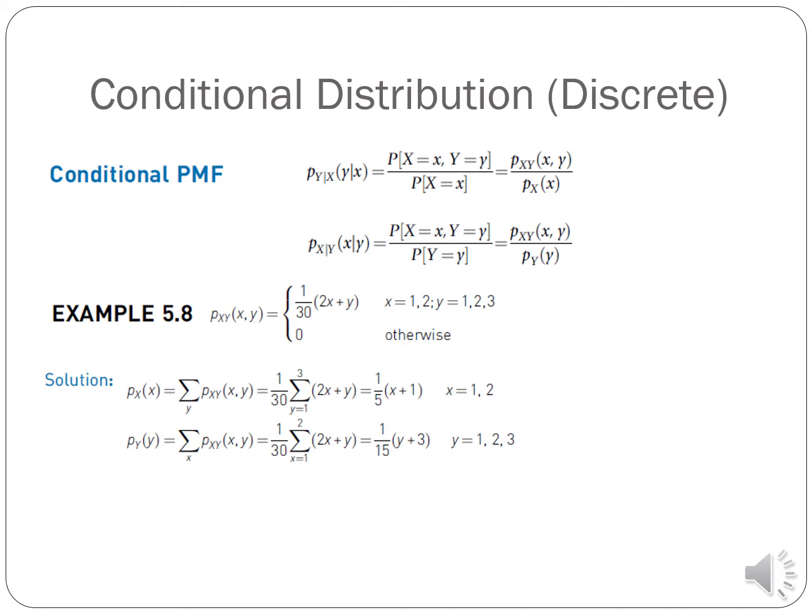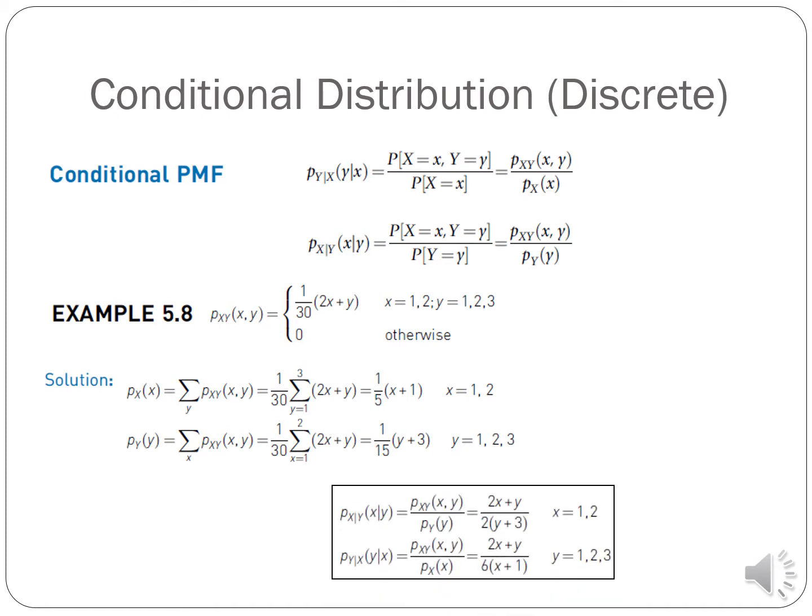We know when we are calculating Px, we will consider all the possible values of y, that is from 1 to 3. So we are using 3 values of y in this formula to get the Px, which is 1/5 times (x plus 1). And similarly, we can find Py. And finally, using the above formula, we can find the conditional probability Pxy or Pyx.